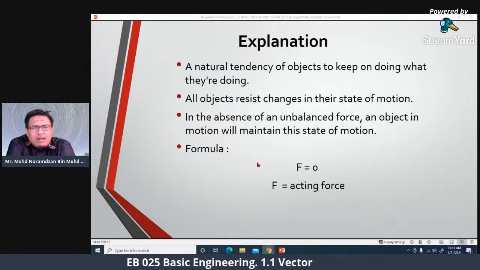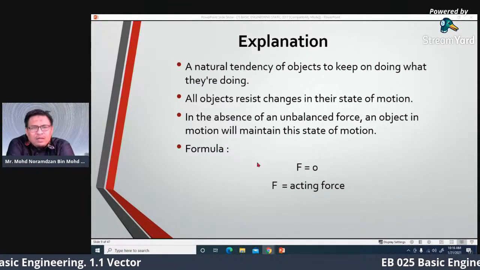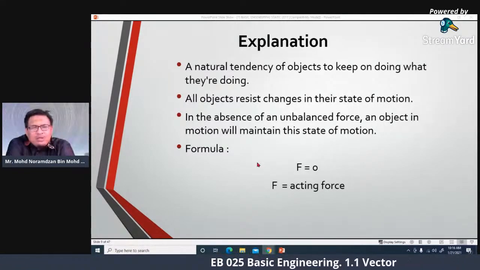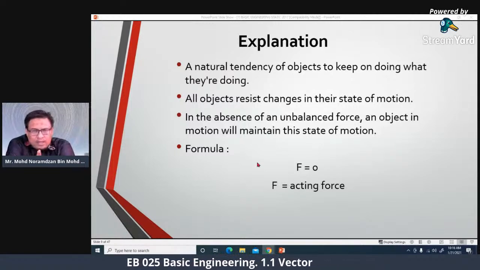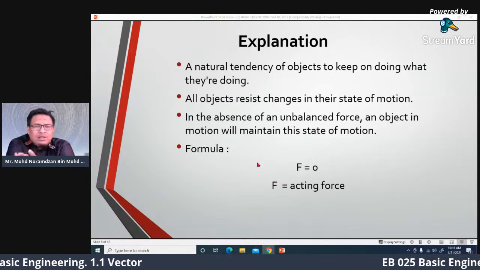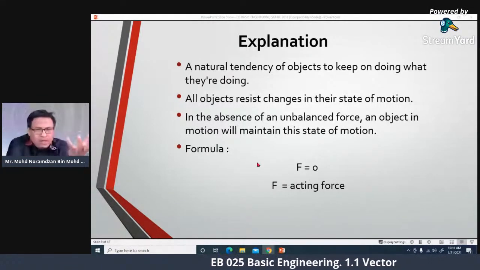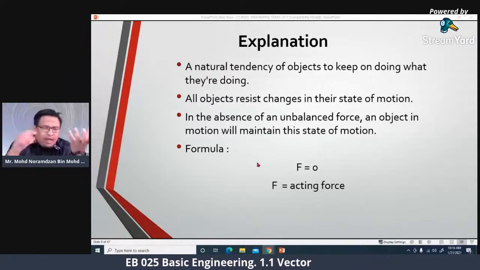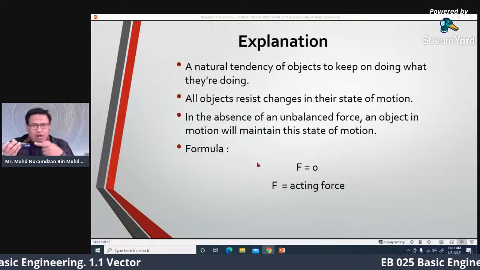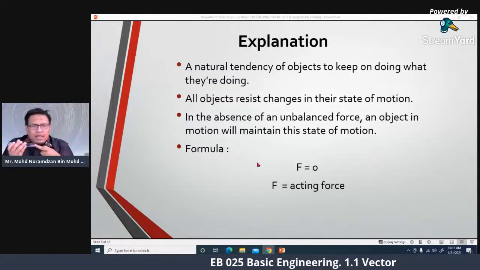In the absence of an unbalanced force, an object in motion will maintain its state of motion. So the formula is F equal to 0. In the beginning, the object has F equal to 0 and does not move. But if something acts on the object, suddenly the object will move. We call it the acting force.